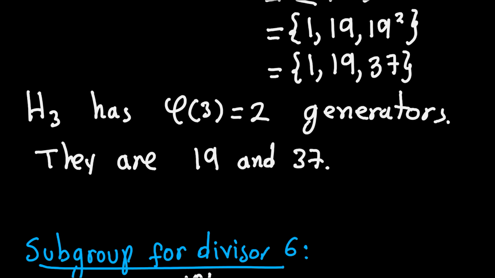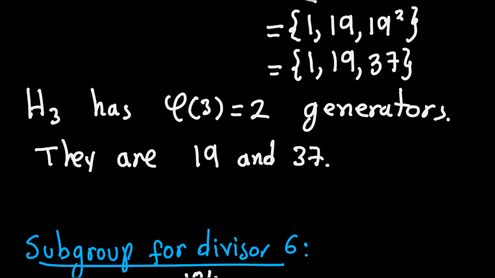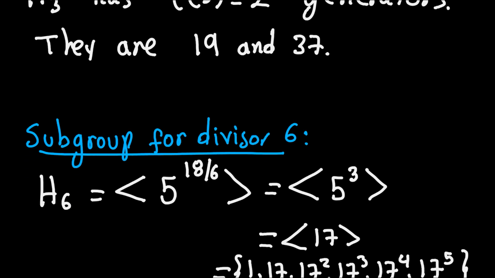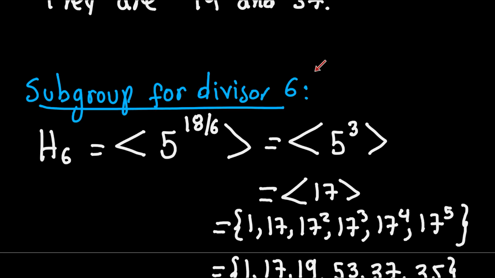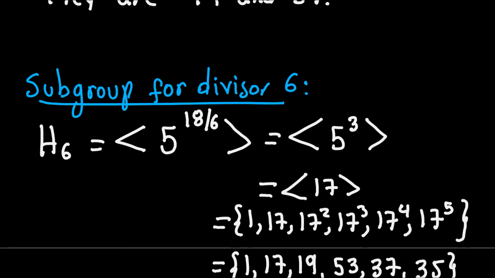So they are 19 and 37. That's what we have here. So let's see, this is a little bit more interesting case. For the divisor 6, we can have a subgroup of U54. I'm going to call that H6.